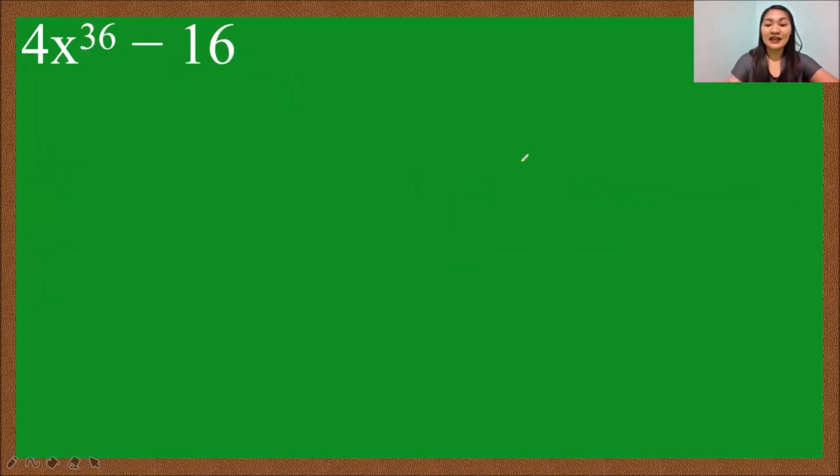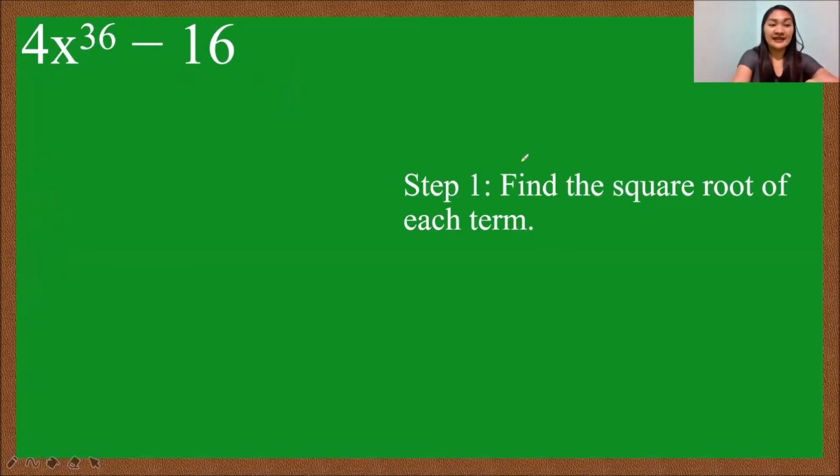So, tingnan natin ano ba yung square root ng 4x raised to 36. Alam natin that square root of 4 is 2, while in terms of the variable, i-divide lang natin yung exponent by 2. What is 36 divided by 2? Yes, that is 18. So, we have x raised to 18. So, eto na yung square root ng first term natin.